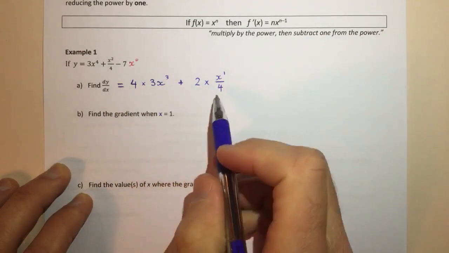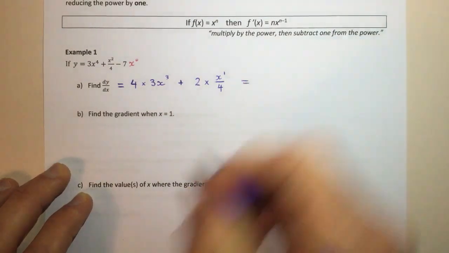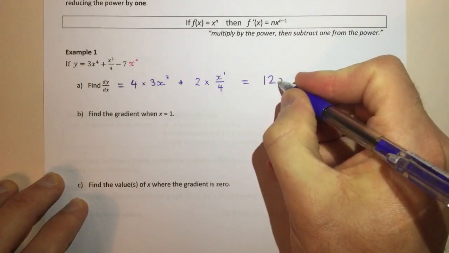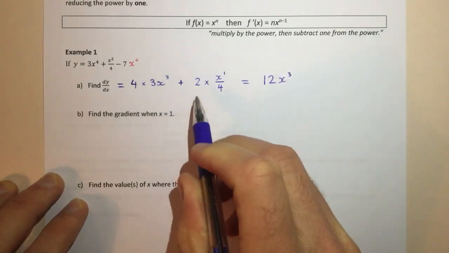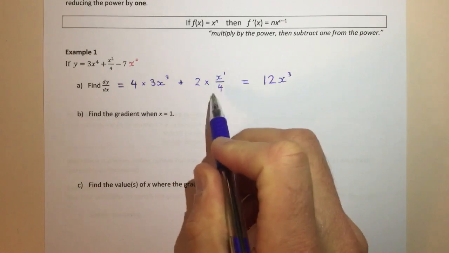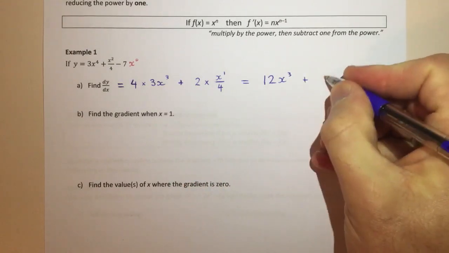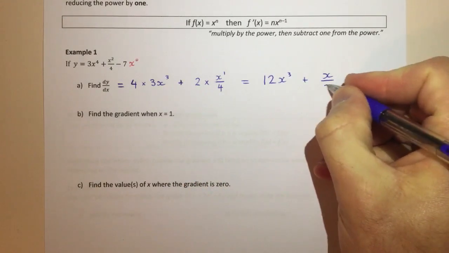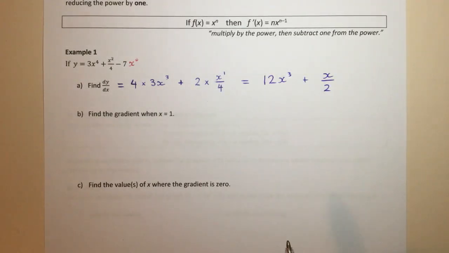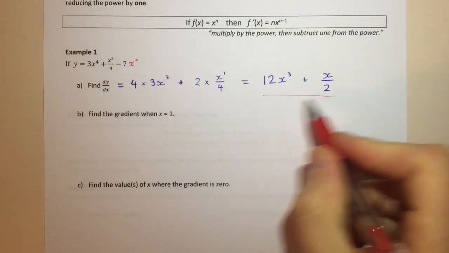Okay, so what's left to do here is just to tidy up these two terms. We've got 4 times 3, well, we know that's 12x cubed, and we've also got 2 times a quarter here, so we can simplify this into saying it's x over 2 or a half x. Okay, and obviously we don't normally write to the power of 1, so we can just drop that off. Okay, so there is our rule for dy dx.